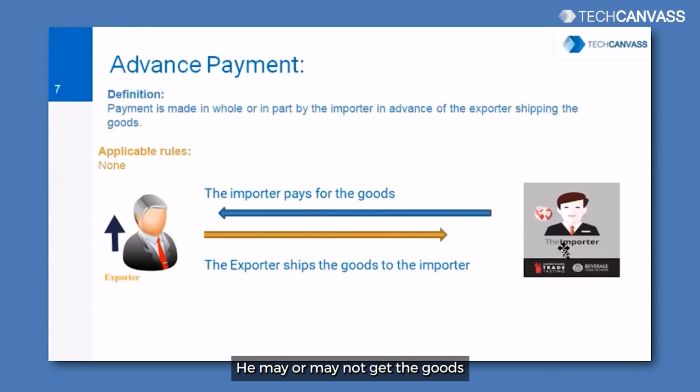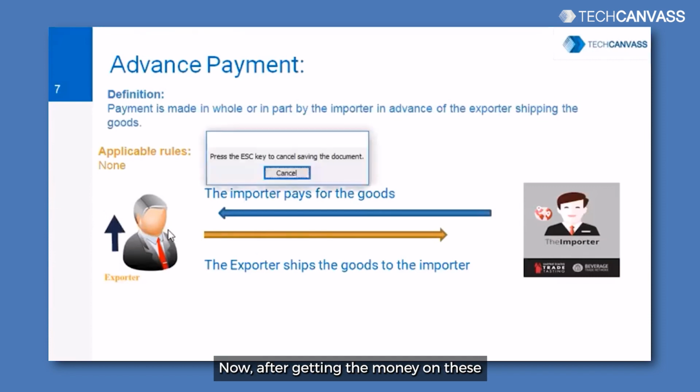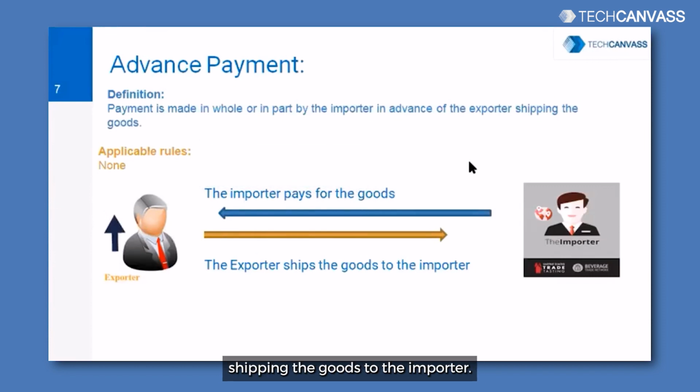He may or may not get the goods, or he may get damaged goods, or only 75% of the goods, with 25% damaged while shipping to the importer. That is the risk on the importer side. But for the exporter there is no risk, because he gets the money first and only after getting the money does he ship the goods to the importer. This is advance payment, and here the importer is at risk.